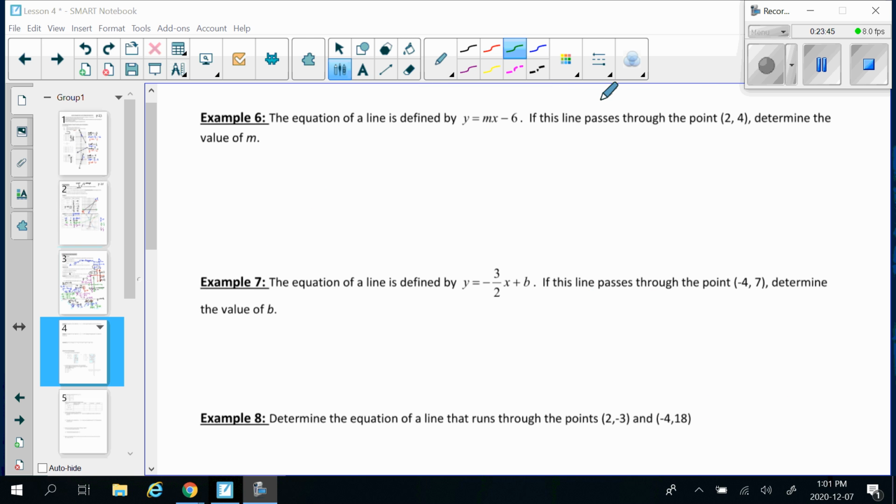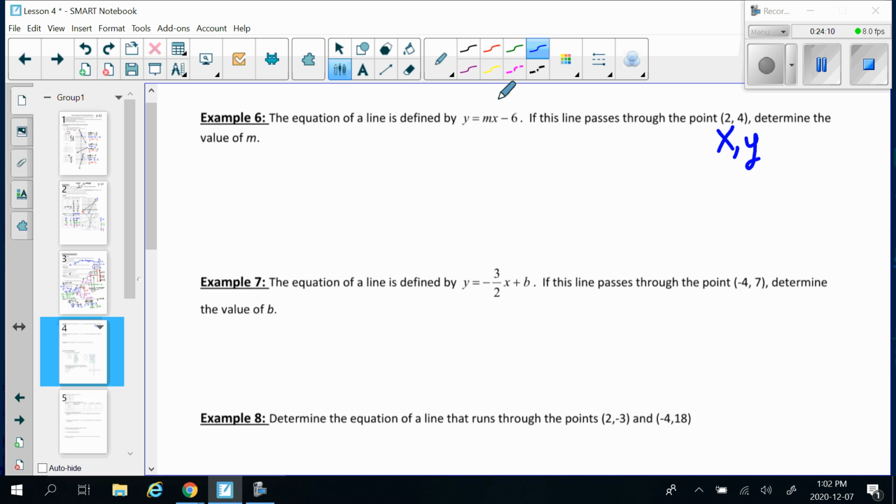Example number 6. We have an equation of a line, y equals mx minus 6, but the slope is missing. And they want us to determine the slope. But they've given us an extra little clue. They've given us that it runs through this point, x comma y. If we know that it runs through this point, then we can plug in for x and y. And we know that it's supposed to work, okay?